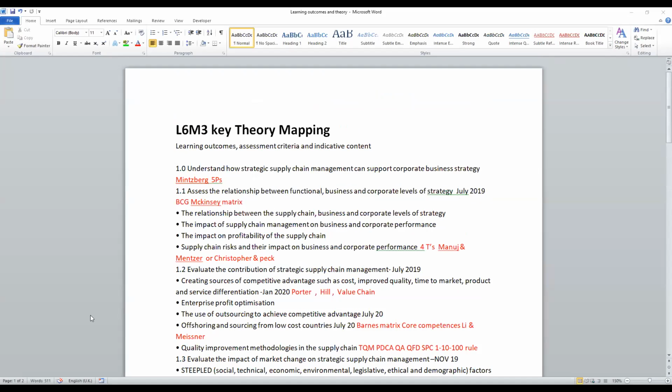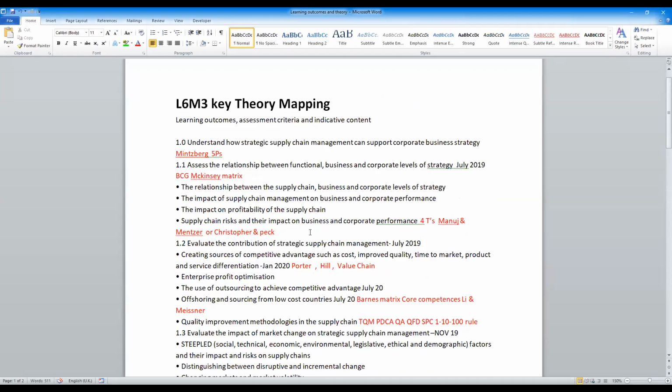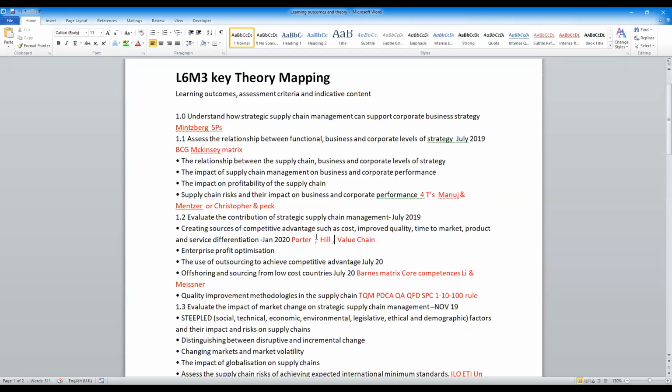Okay, that screen should be sharing with you now. Can everyone see that? Yeah.